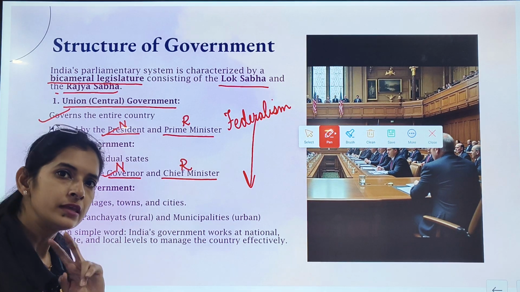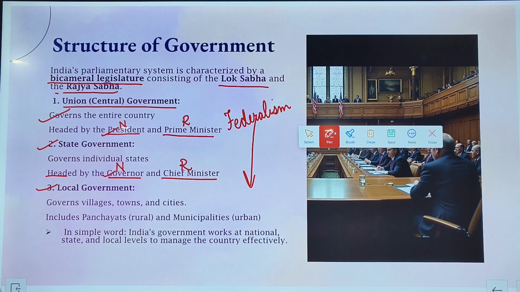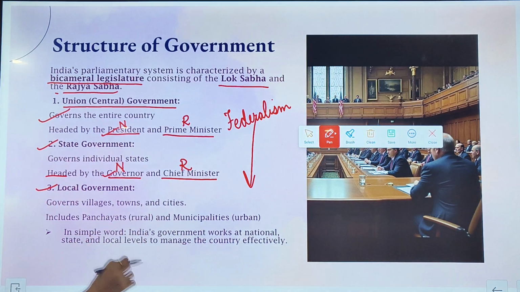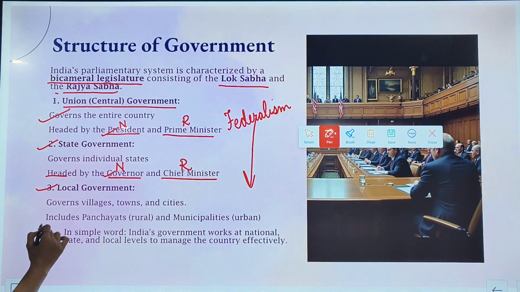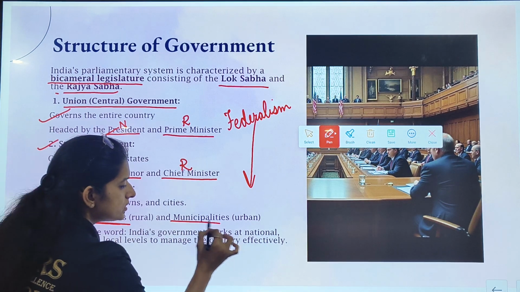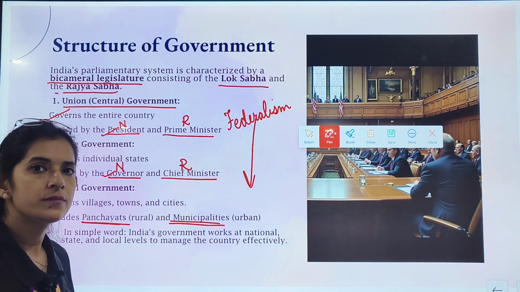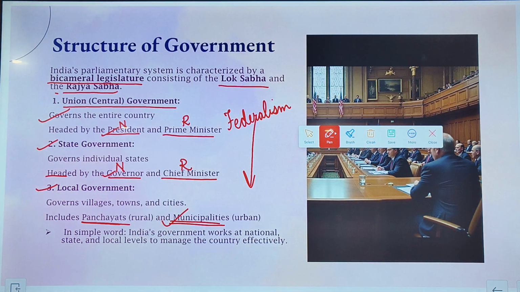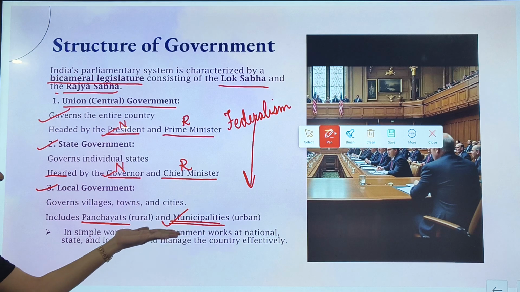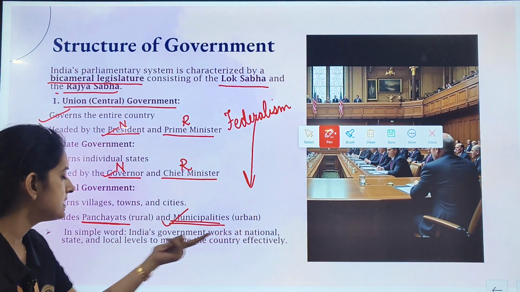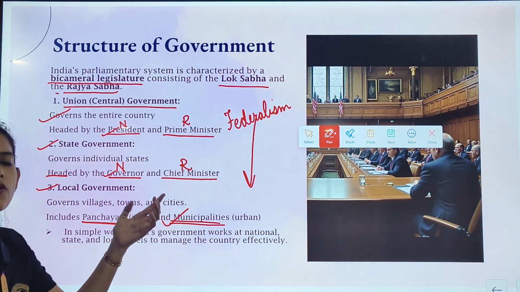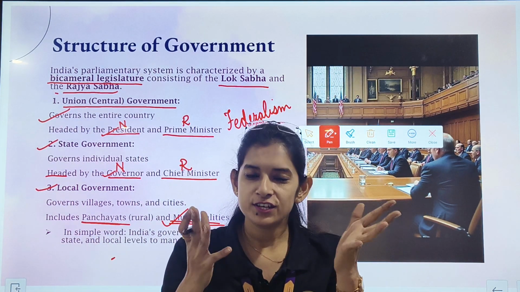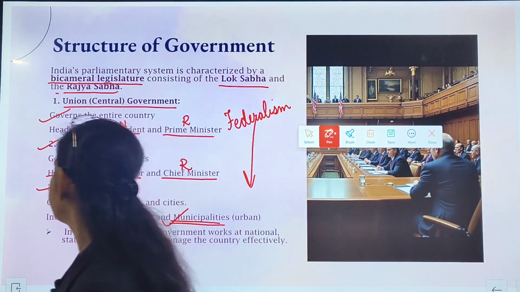Clear? Next, local government. It actually governs all the towns and villages, the smaller areas at the local levels. Clear? It includes panchayats and municipalities. Have you heard about Nagar Nigams? Nagar Nigams are actually the municipalities which come under the local level. Clear? In simpler words, India's government works at three levels, that is national, state and local levels. Why is it done so? So that each and every area, each and every place could be managed in the best possible way. Understood?